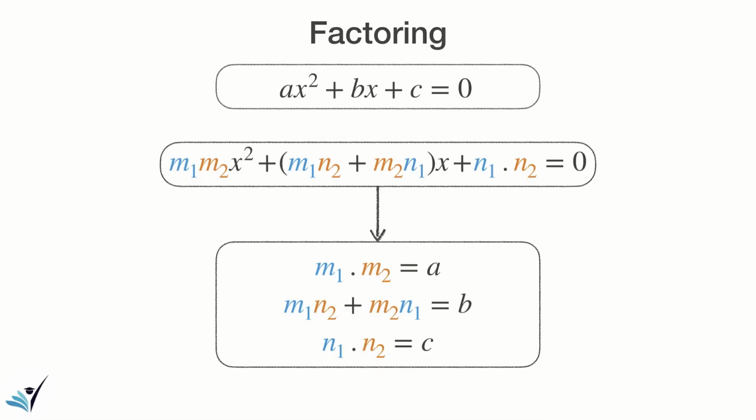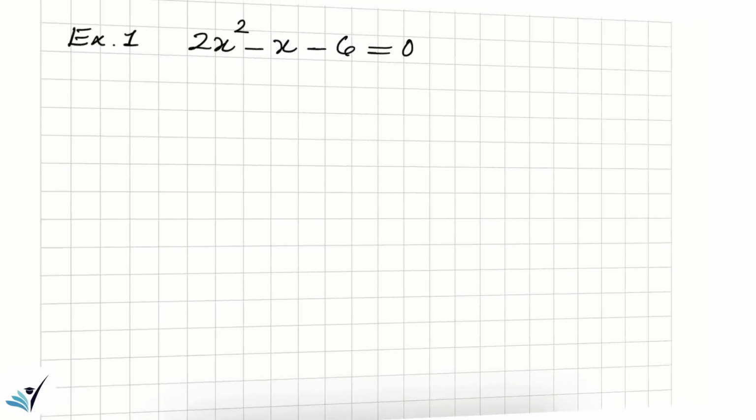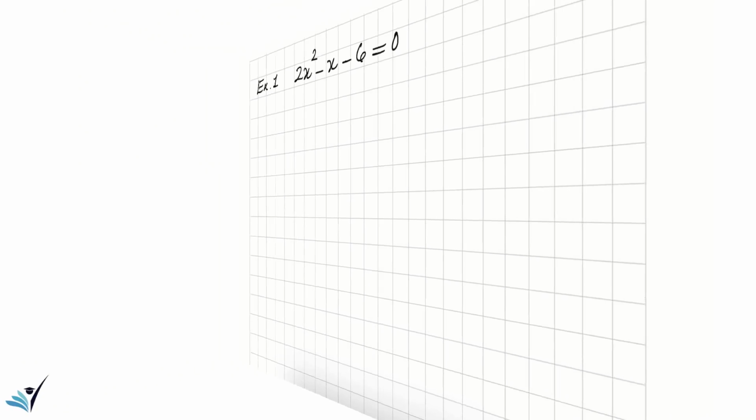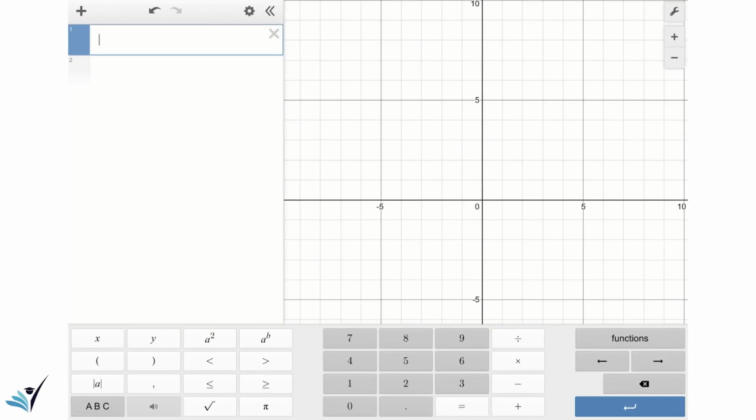Let's take a look at a couple of examples to see how we can use the factoring method to solve a quadratic equation. Our first example is 2x squared minus x minus 6 equals 0. Before using factoring to solve this equation, let's head over to Desmos to see how the parabola looks. The expression that we have is y is equal to 2x squared minus x minus 6.